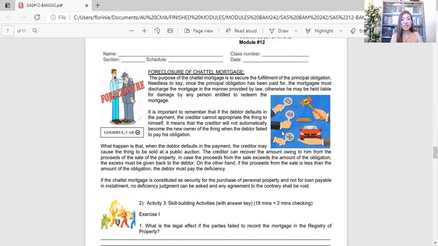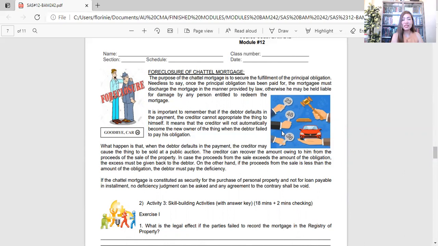So it means that the creditor will not automatically become the new owner of the thing when the debtor failed to pay his obligation. What happened is that when the debtor defaults in the payment, the creditor may cause the thing to be sold at a public auction. The creditor can recover the amount owing to him from the proceeds of the sale of the property. So in case the proceeds from the sale exceeds the amount of the obligation, the excess must be given back to the debtor. On the other hand, if the proceeds of sale is less than the amount of the obligation, the debtor must pay the deficiency.